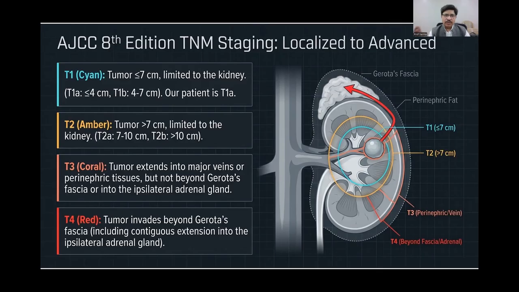T2 is more than 7 centimeters. T2A is 7 to 10. T2B is more than 10. T3, a tumor extends to the major local vein and perinephric tissue but does not cross the Gerota's fascia, and no adrenal gland involvement. Stage 4, it invades beyond the Gerota's fascia and has crossed onto the ipsilateral adrenal gland. This is the latest TNM classification of 2024, AJCC 8th edition.